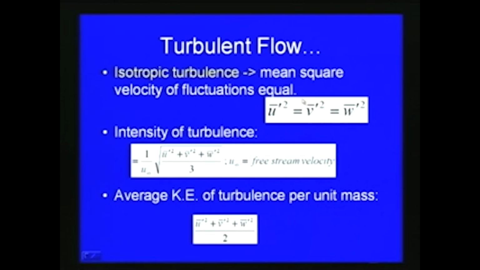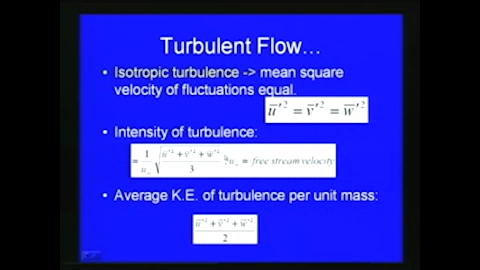Then, another important definition here is isotropic turbulence. If the mean square velocity fluctuations in x, y and z directions are equal, then we call the turbulence isotropic turbulence. That means u dash bar square is equal to v dash bar square is equal to w dash bar square. In that case we call the turbulence isotropic turbulence.